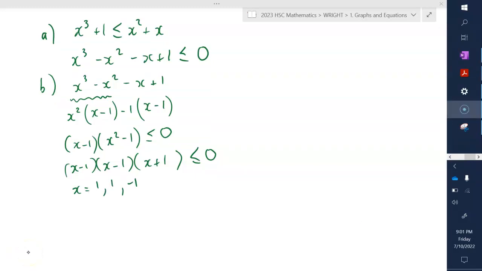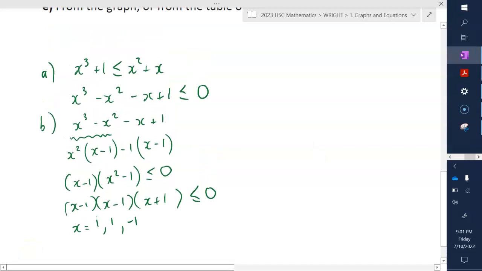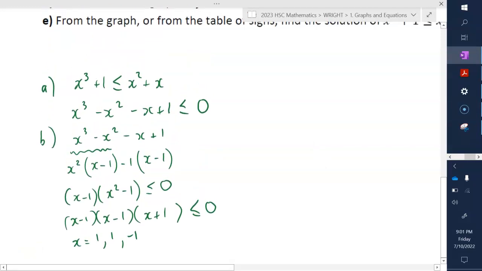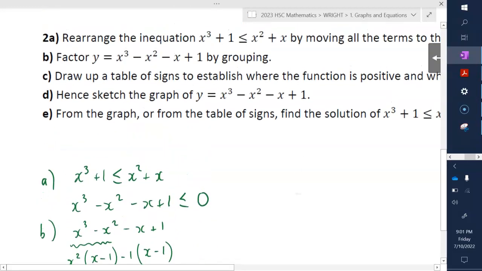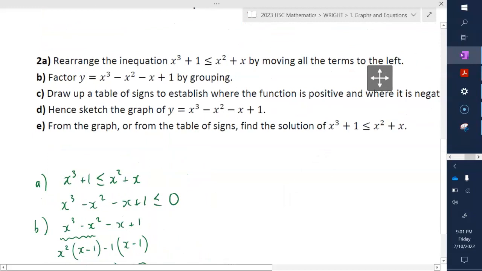Now, if you were in my class last year, you should be able to graph this already. This is a cubic. It is positive. It is going to start in the top right-hand quadrant and move its way around, noting that there's a double root in there. So you should be fine with drawing that. However, let's assume you don't know that it starts in that top right-hand corner. What we're going to do is draw up a table of signs to establish where the function is positive and where it is negative.